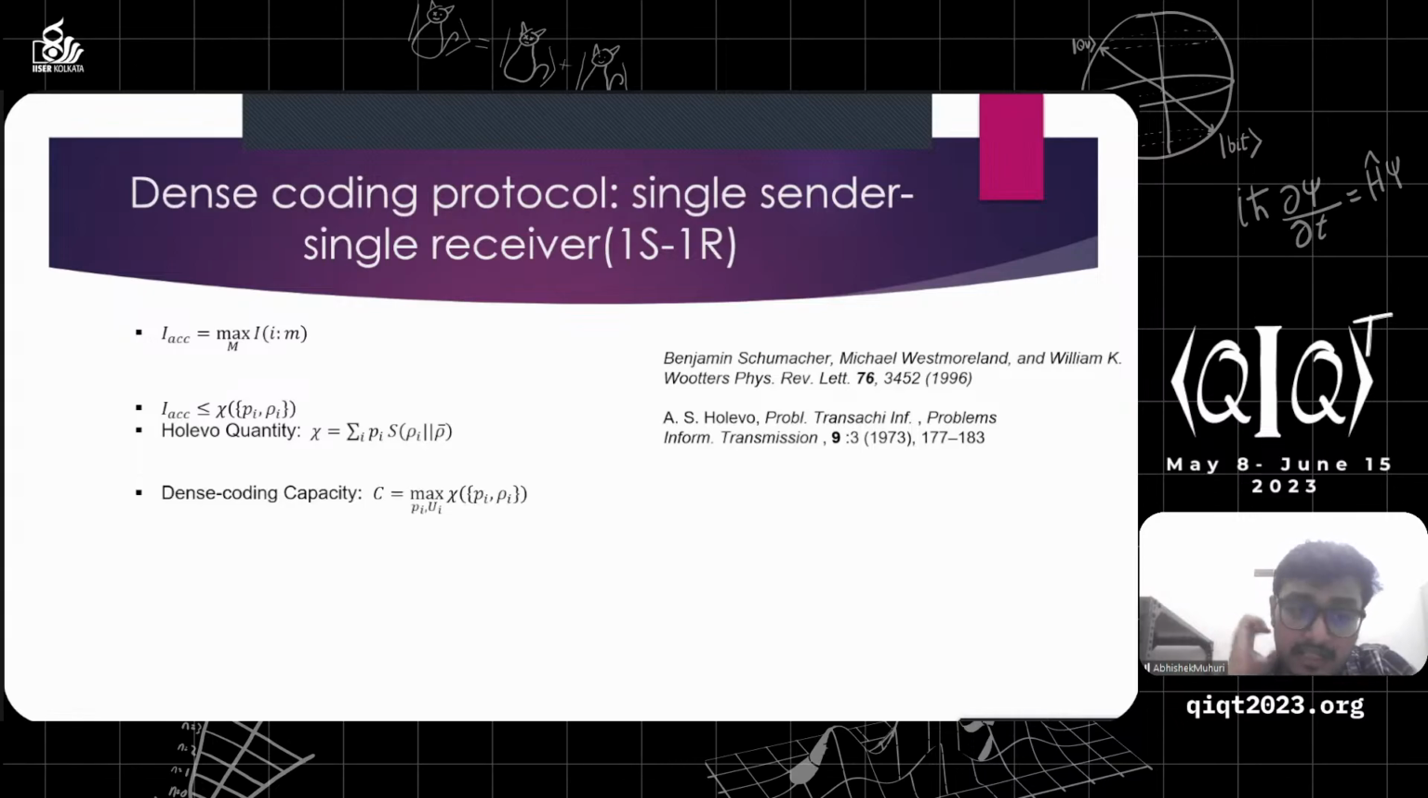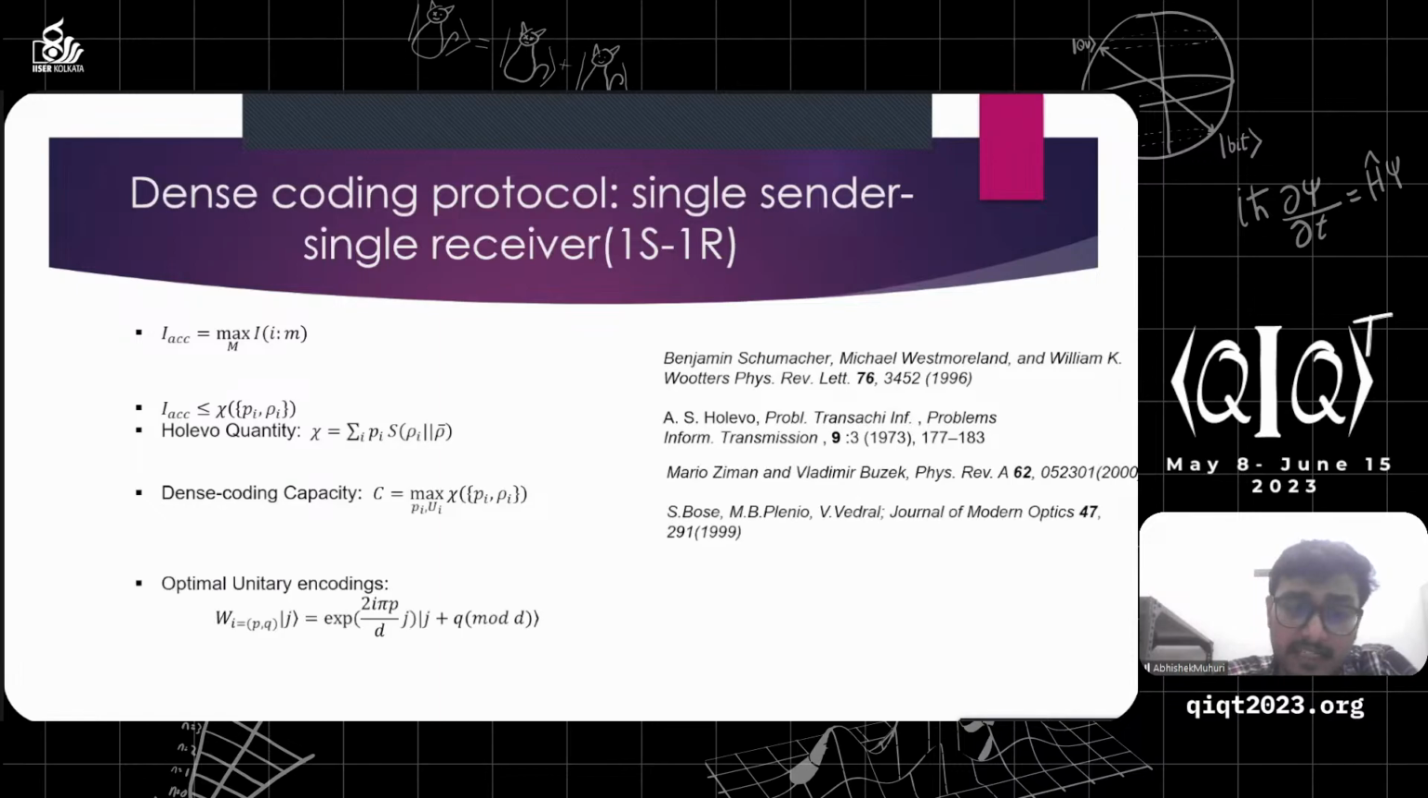So it has been shown, much later in 1999 and 2000, that this Holevo bound is related to the dense coding capacity. The dense coding capacity is upper bounded by the maximization over p_i and U_i of the Holevo quantity. Why the Holevo quantity? Because the Holevo quantity gives the maximum information available from a given ensemble, and then we want to see for which ensemble we get the maximum amount of information, right? So that's why we maximize over the encodings.